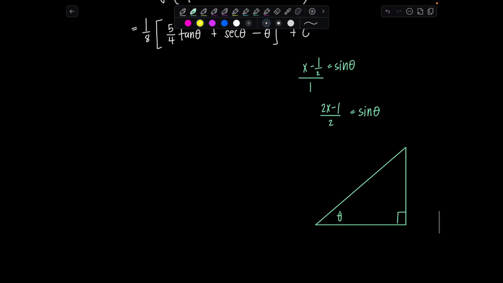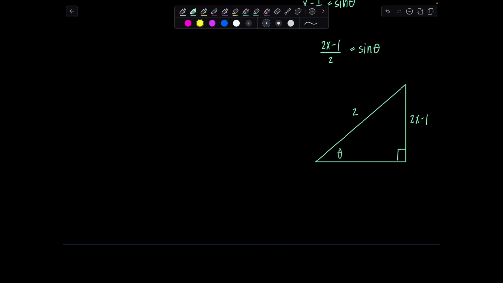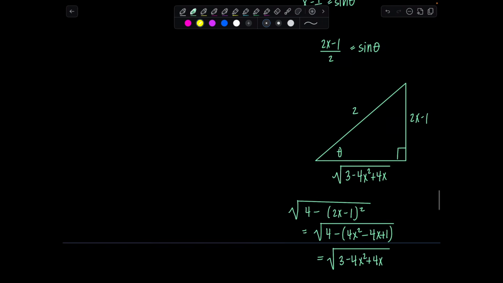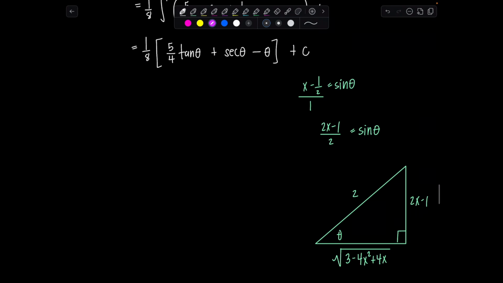So sine theta is the ratio of the opposite side over the hypotenuse, and then let's figure out the missing side using the Pythagorean theorem. So that missing side is going to be the square root of 2 squared minus 2x minus 1 squared. So that's the square root of 4 minus 4x squared minus 4x plus 1. So what's that going to be? Square root of 3 minus 4x squared plus 4x. So right here, this is square root 3 minus 4x squared plus 4x. Okay, perfect. Now just reference the triangle.